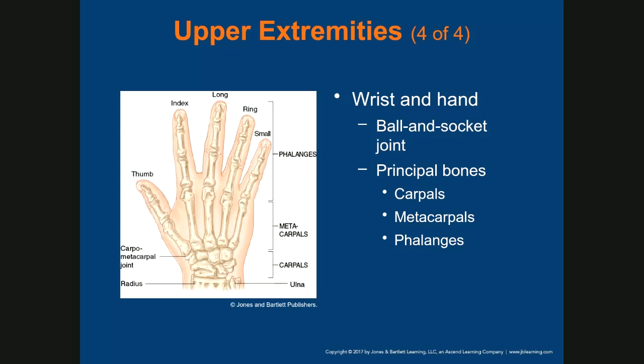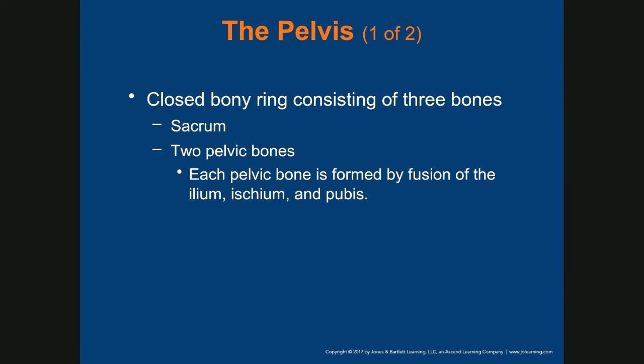Then you have the wrist and hand, where you have a ball and socket joint. Principal bones: you have the carpals, the bones within the hand. You have the metacarpals, the bones in the wrist, and the phalanges, the bones in the fingers. So that's the upper extremity, the shoulder girdle. Now we look at the lower extremity.